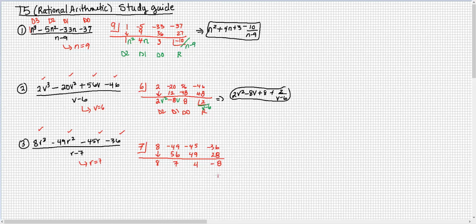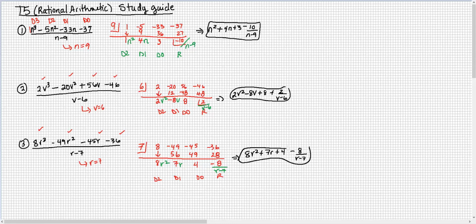All right, so this is the remainder. This one is degree 0, degree 1, and degree 2. And what does this mean? This means that because this is the remainder, it goes over r minus 7. It's a constant. Degree 1 gets one variable, and degree 2 gets two variables. So then the final answer would be 8r squared plus 7r plus 4 minus 8 over r minus 7.